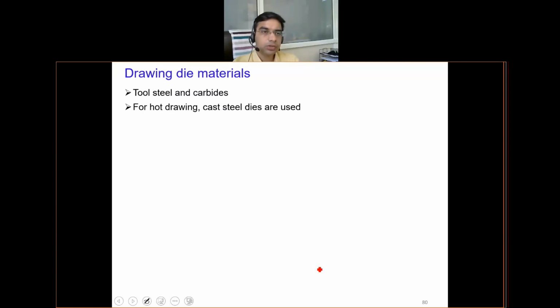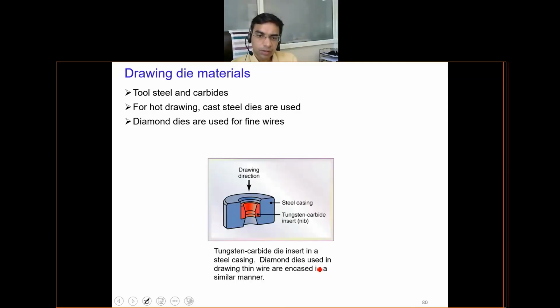Different die materials which are used in this case include tool steels and carbides. For hot drawing, cast steel is used, and for cold or fine drawing, even diamond dies are used in many cases.